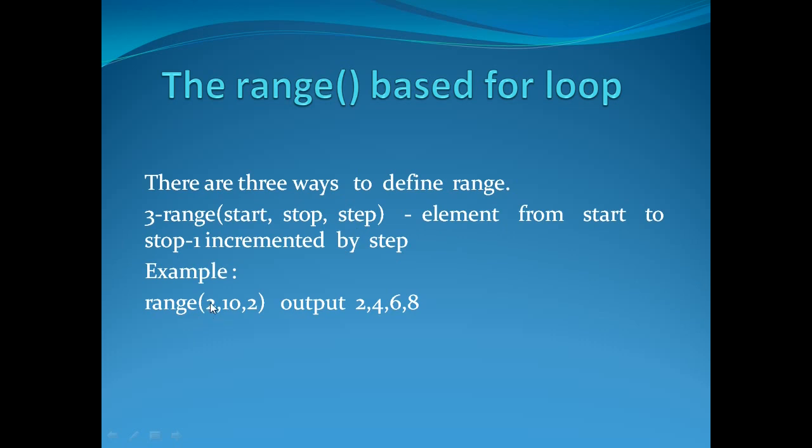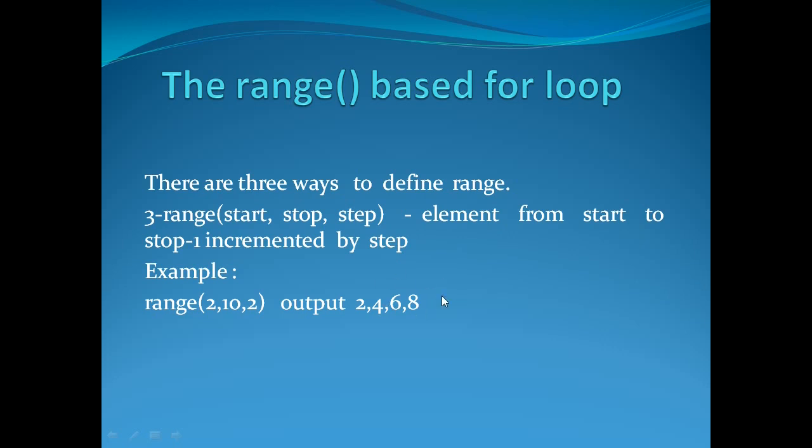Let's take a simple example. I'm giving the start value as 2, meaning the range starts from 2. The stop value is 10, which means stop minus 1, 9. So 2 to 9 and incremented by 2. The output is 2, incremented by 2 is 4, incremented by 2 is 6, and incremented by 2 is 8.